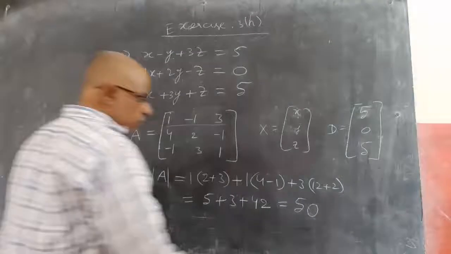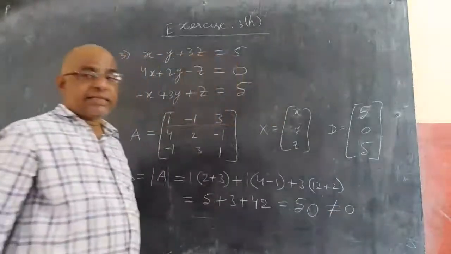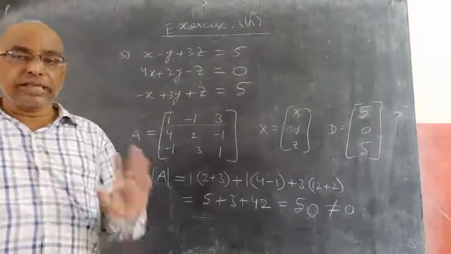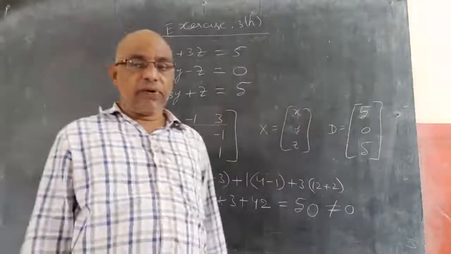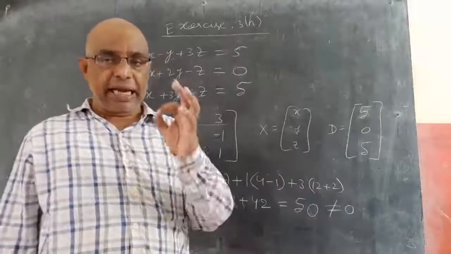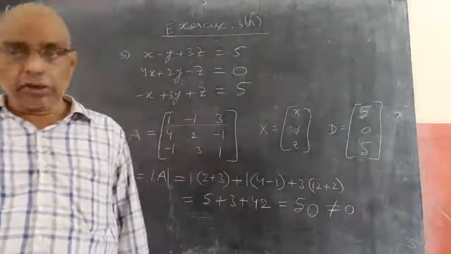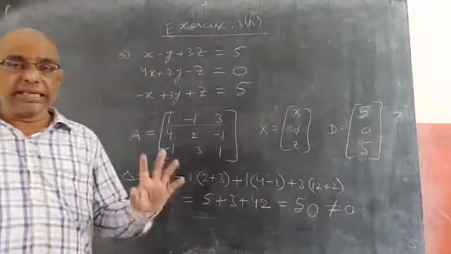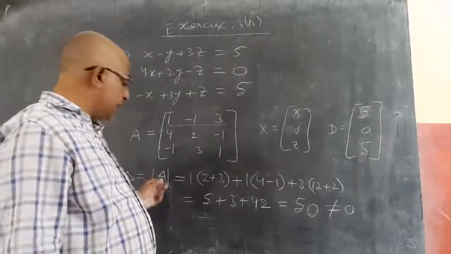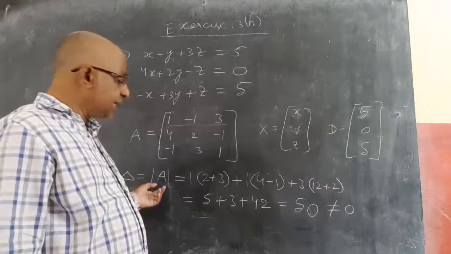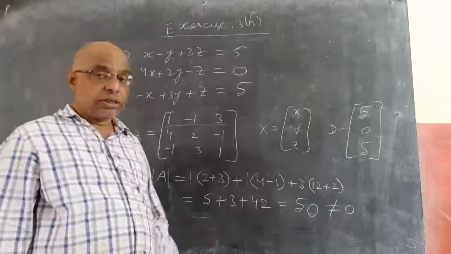So this is not equal to 0. If det A is 0, then there is no solution for the equations. Det A not equal to 0, then only we can solve. So first of all, to solve the equation, A should be a non-singular matrix. If A is singular, then there is no solution for the three equations. Now, det A I got 50, not equal to 0, means there is a solution for the x vector.